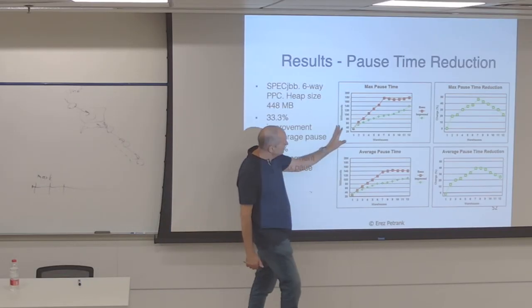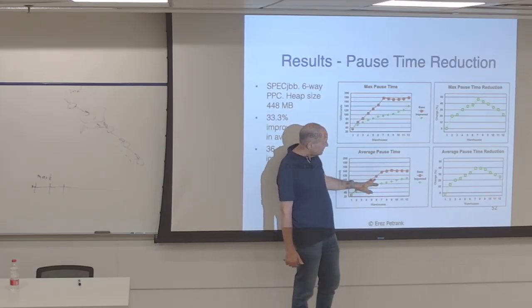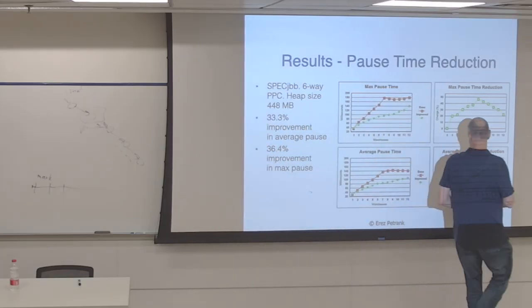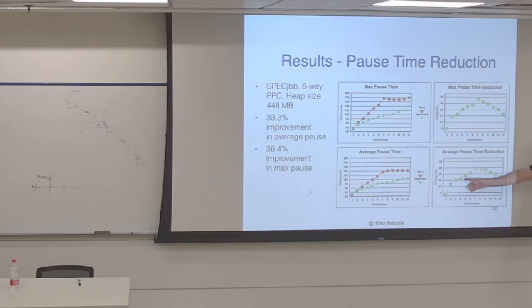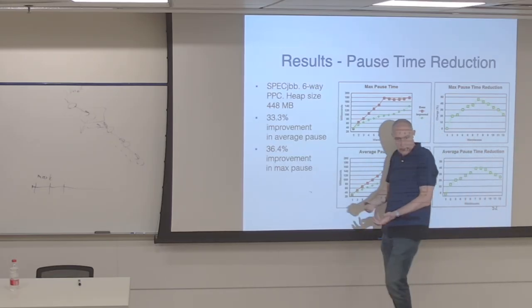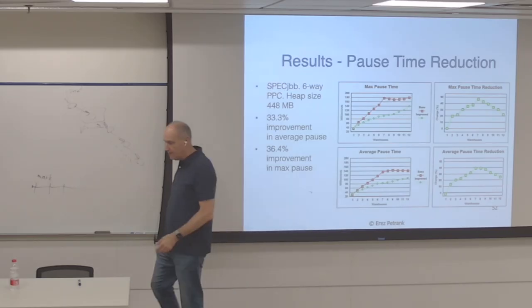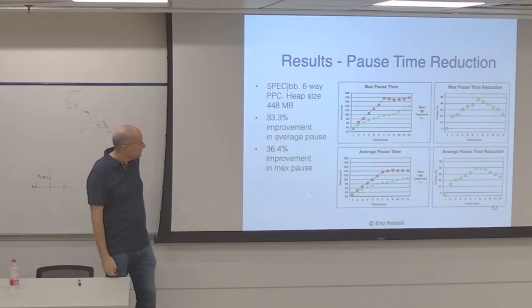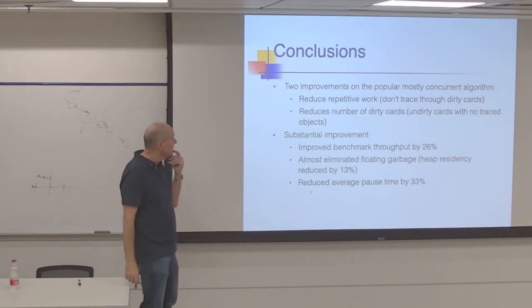Pause time reductions. These are the maximum pause times and the average pause times. And here you see the reduction in percentage. As the heap gets higher and more threads, you basically get to maybe 30% reduction in the pause times on average, and in maximum, I don't know, you could get to almost 50%, but depending on the heap size and the number of objects. Okay, so it was effective.